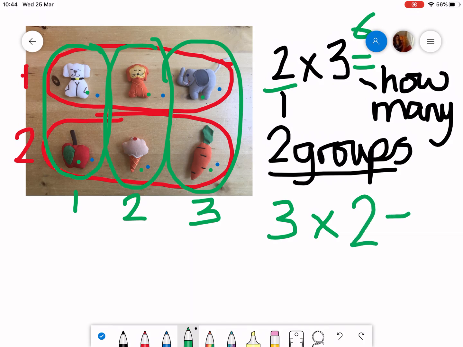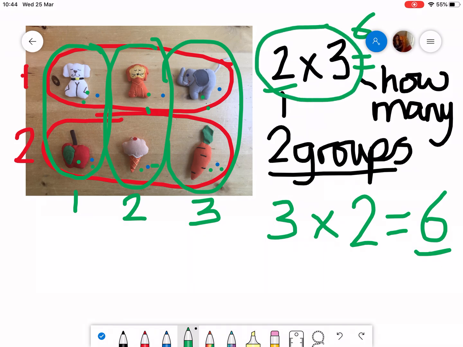Now, if we put our equal sign, again, we can have a look at what the final answer is. So we count 1, 2, 3, 4, 5, 6. So we've counted how many there are in all of our groups in total. So we know that we have the same answer, which is our whole. So our 2 multiplication sentences are 2 times 3 and 3 times 2.